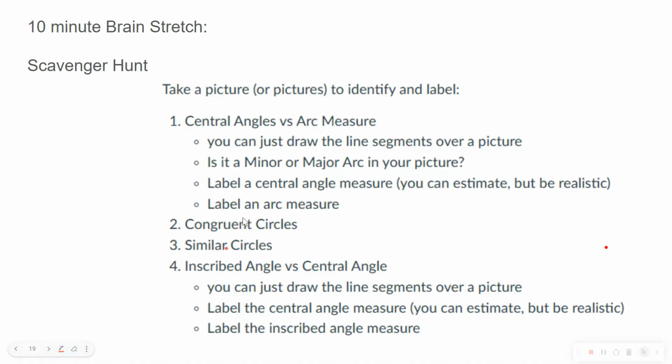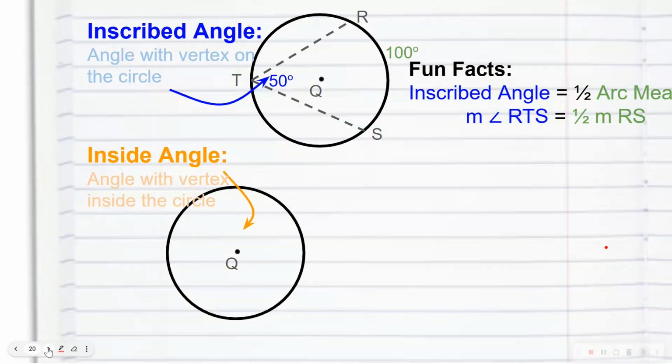Okay, so you're going to do a little scavenger hunt. You're going to take 4 pictures on your phone, and then on 2 of them, you're going to draw and label. Give me an example of 2 different circles, one where the central angle and the arc measure are labeled, and make up a number for them, a realistic number, and then label the inscribed angle and the central angle. Just draw an angle on top, and then make a measure up. And then you're going to take 2 other easier photos. You're just going to review what congruent circles look like and what similar circles look like, and just label them. Okay, so after you've done that, let's finish up our notes.